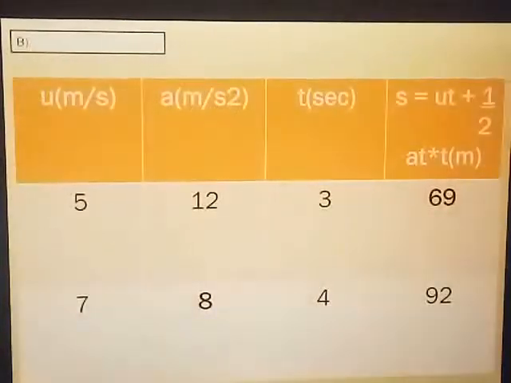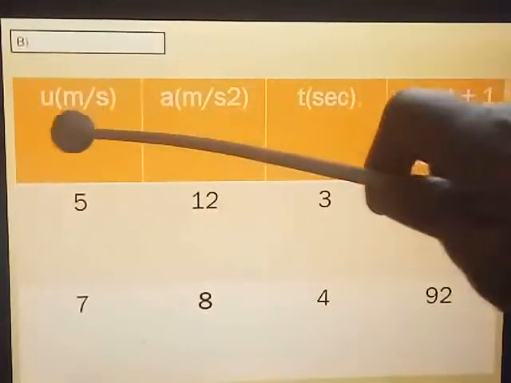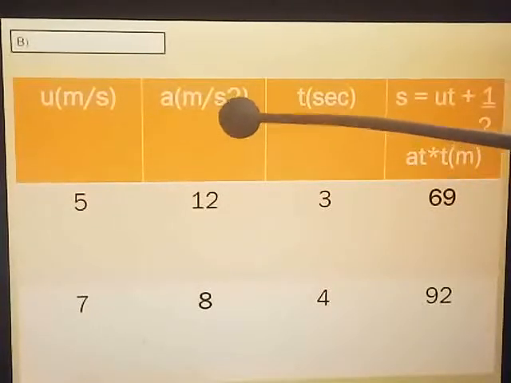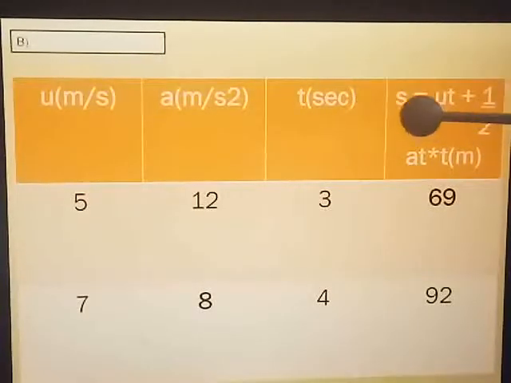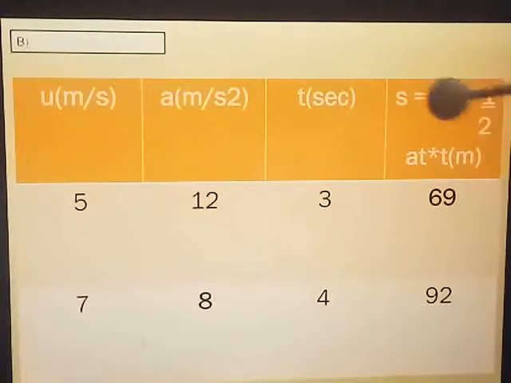We move on to question number 3b. Again the same: initial velocity in meter per second, acceleration in meter per second square, time in second, and s is equal to ut plus half at square, that is t into t. Now u is in meter per second, s is in meter. S is what? Distance, so it is in meter.